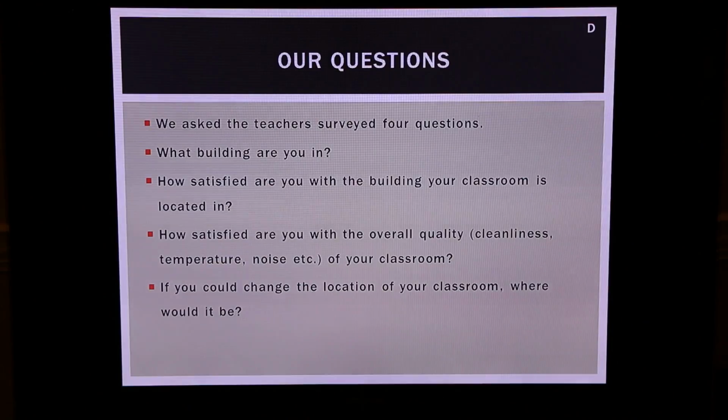The questions that we wanted answered through the survey were, first, we needed to know what building the teacher was in. Then we asked them how satisfied they were with their building or with the location of the classroom in the building, and then with the overall quality of the classroom. And then we asked them if they could change locations, where would they change the location to?